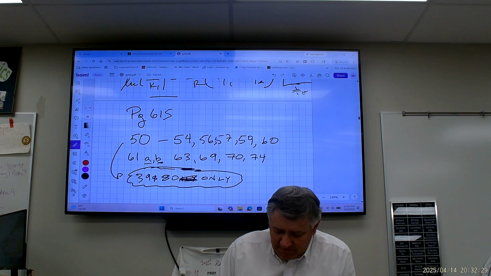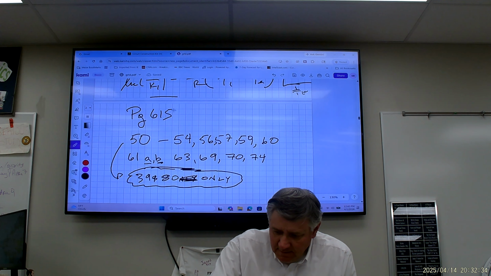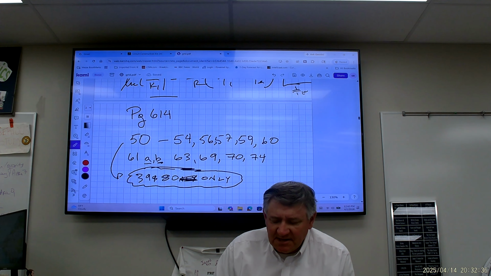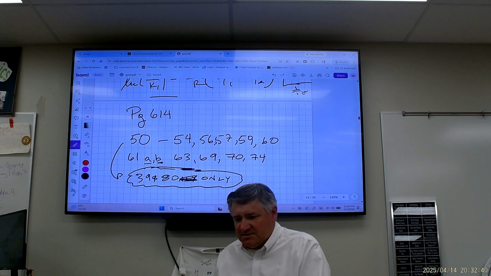Technically, 50 starts on page 614. 50 is the one with 39 and 80. Yeah, it'll make sense when you get there. Technically, that starts on page 614. Number 50 is technically on page 614.